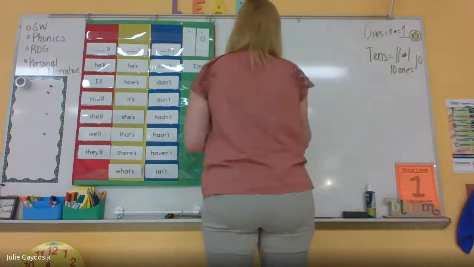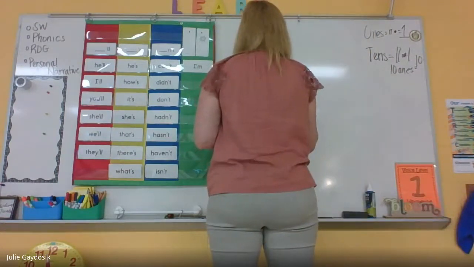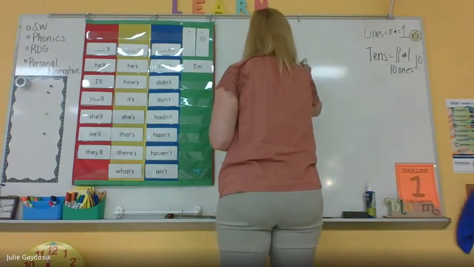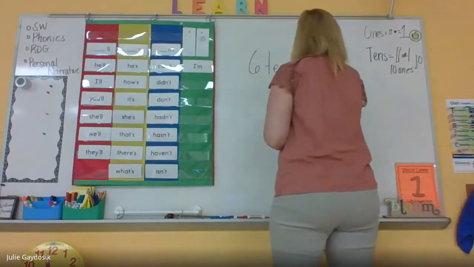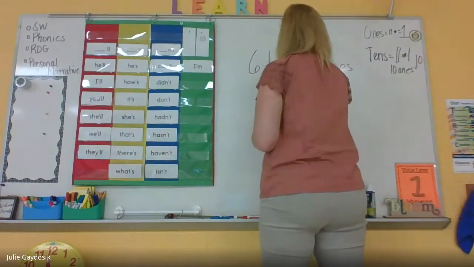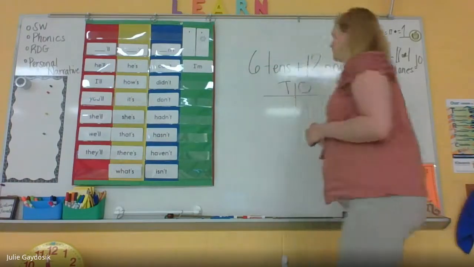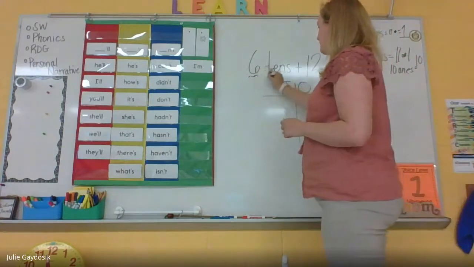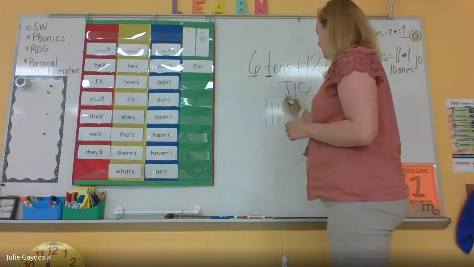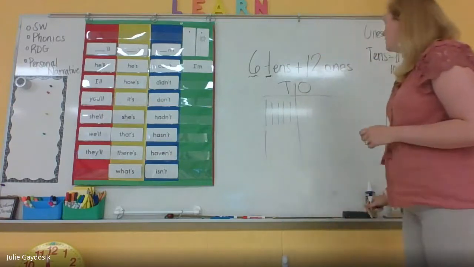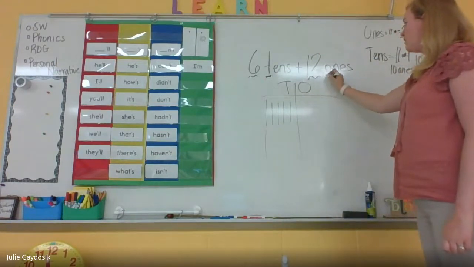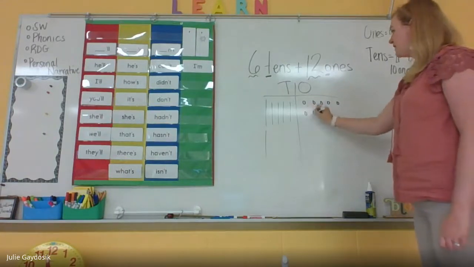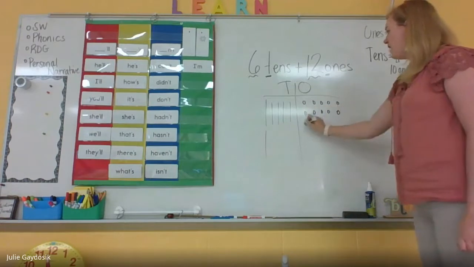Let's do 6 tens and 12 ones. Draw our TO chart. Okay. This says 6 T's, 6 tens, 1, 2, 3, 4, 5, 6. This says 12 O's, 12 ones, 1, 2, 3, 4, 5, 6, 7, 8, 9, 10, 11, 12.